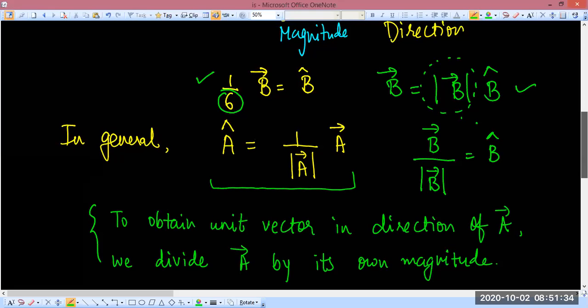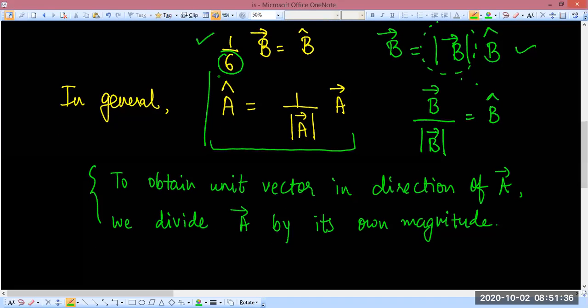All right then. So please remember this formula and its meaning, correct? What I've written here is the meaning of that formula. Whether you write it as 1 upon magnitude of A or as a division, both are okay, right?